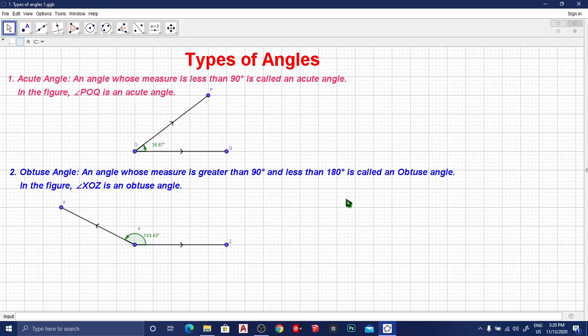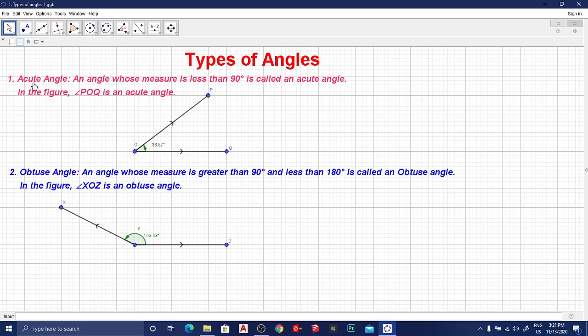In the previous class, we have learned about the basic definitions of lines and angles, and today we are going to learn about the types of angles. In the previous class, we learned about how the angles are formed, and now we are going to learn about the types of angles, different types of angles.